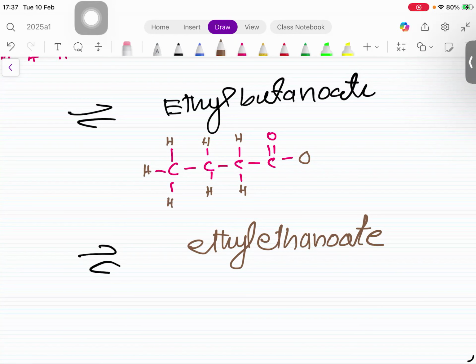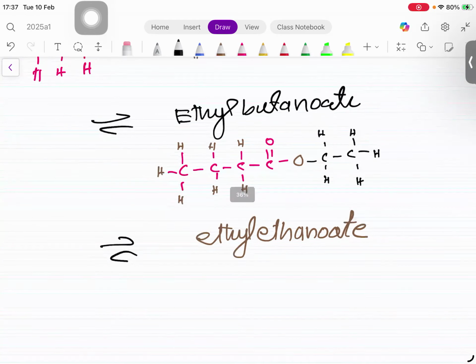And what is the next? 2 carbons. Ethyl means put the oxygen of the alcohol and put 2 carbons. That's straightforward. And every carbon has to make how many bonds? 4. So fill the hydrogens accordingly. Okay. Next.